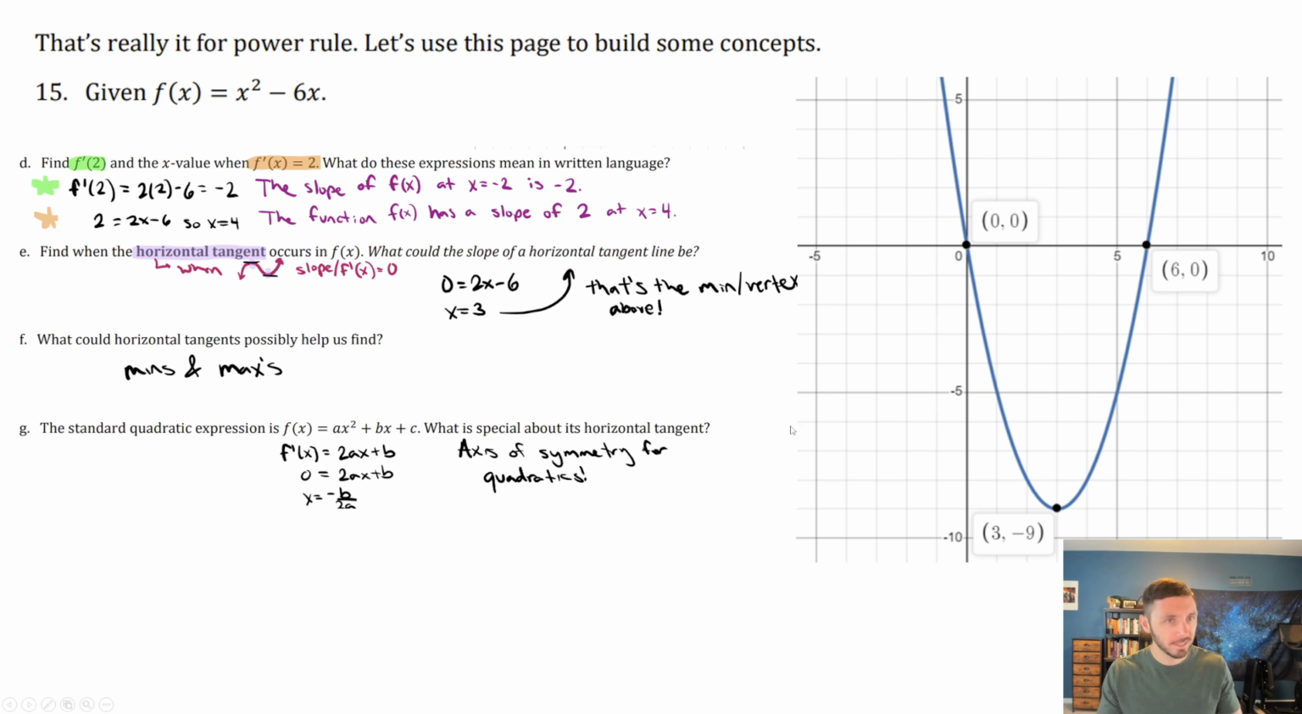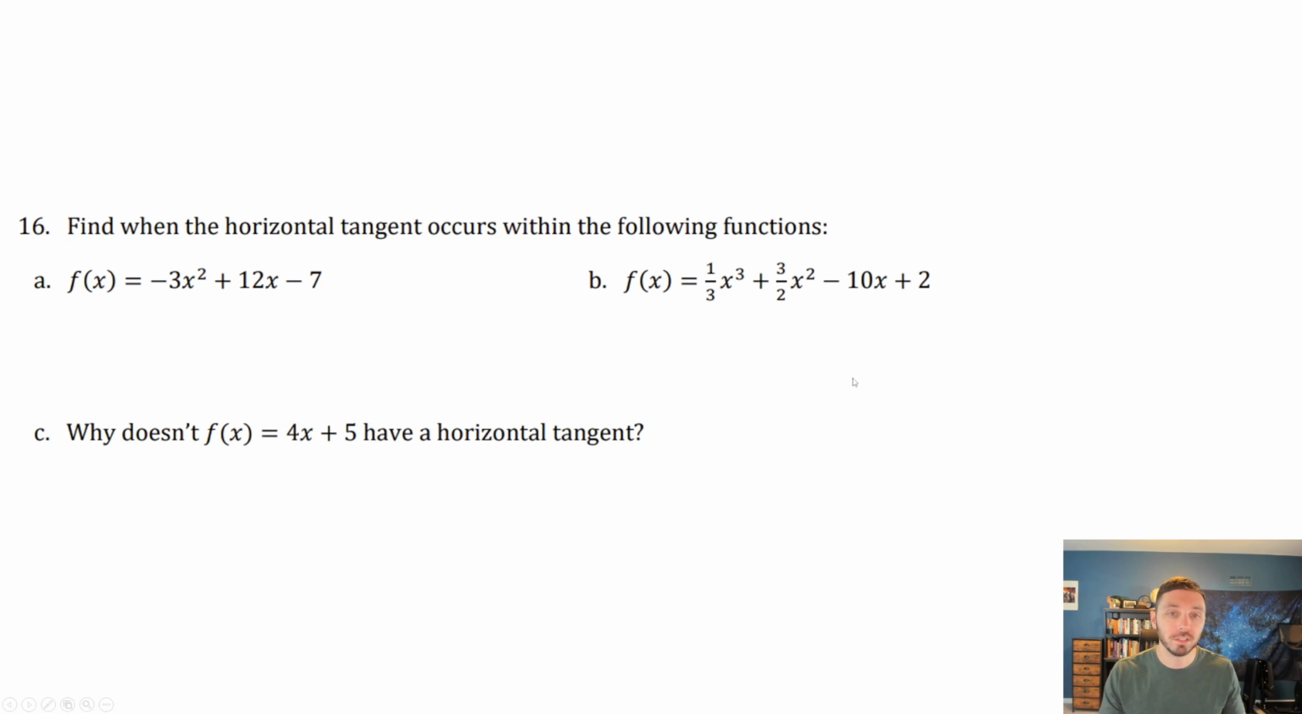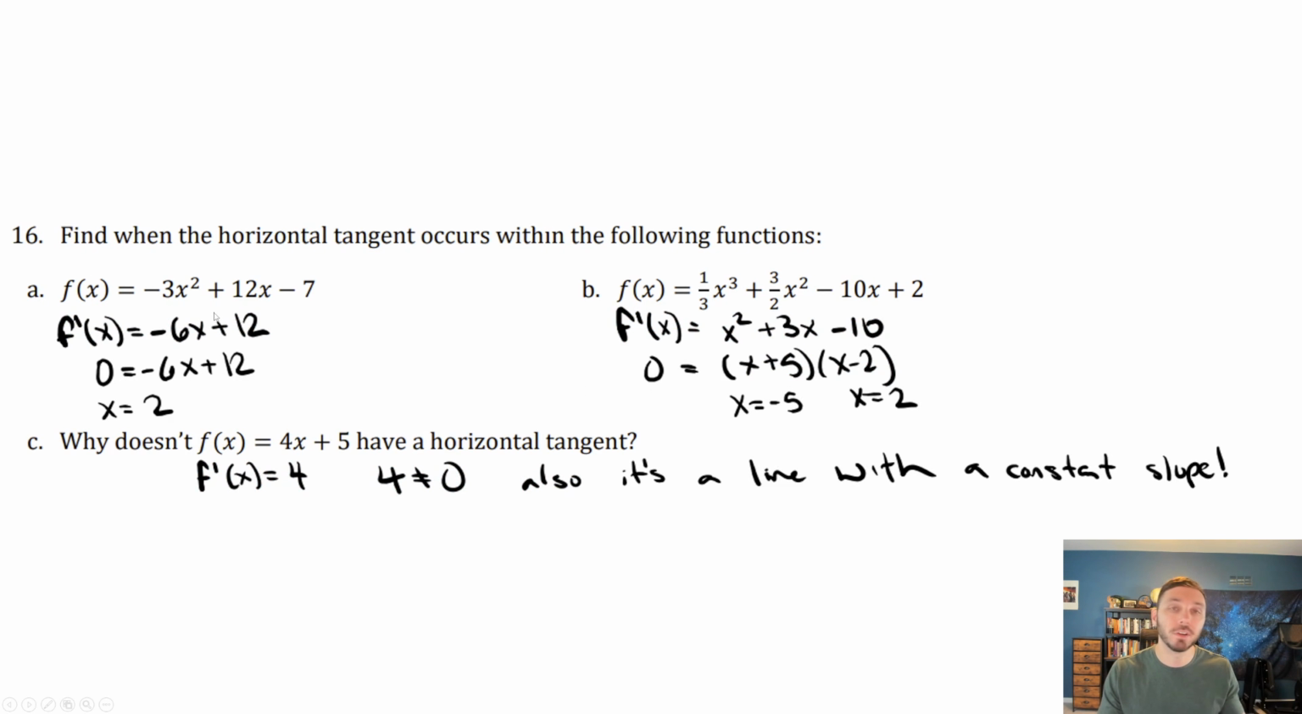Yeah, right. All right, so if we want to just find some horizontal tangents, here's some practice for it. And maybe why doesn't a line have a horizontal tangent? Feel free to pause. 3, 2, 1. So yeah, of a quadratic, you're going to have a single horizontal tangent, right? In this case, it's at x is equal to 2.